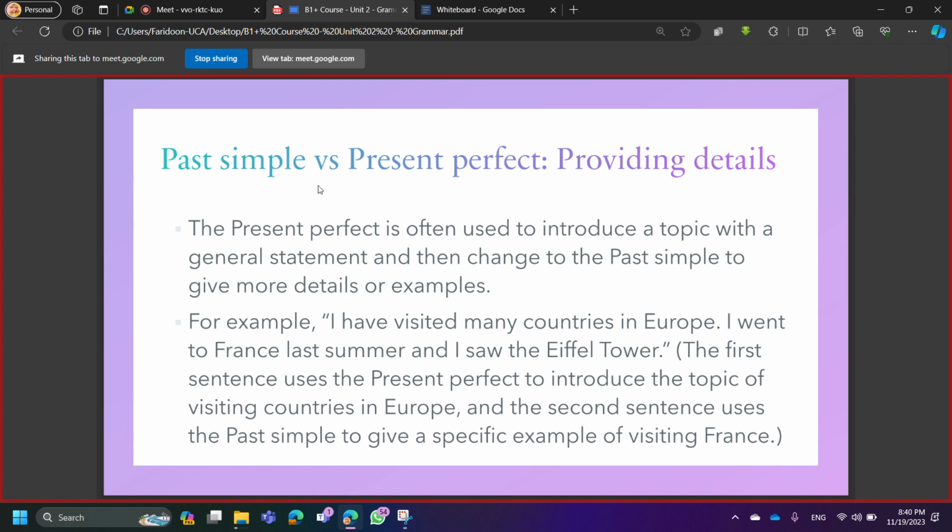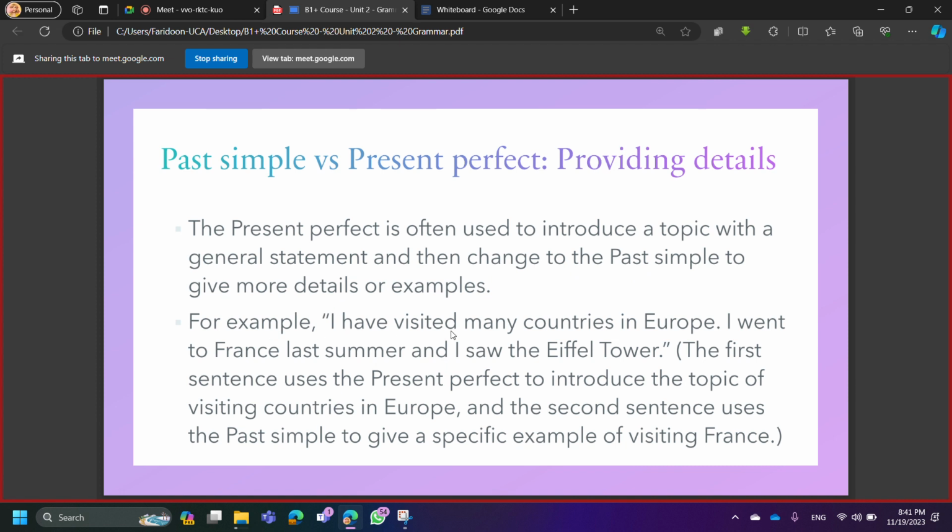Okay, what about providing details? Now, this is a very good part. I really hope that you learn this one very easily. The present perfect, guys, is often used to introduce a topic. Okay, it's used to what? To introduce a topic with a general statement. And then you can change to the past simple to give more details or more examples.